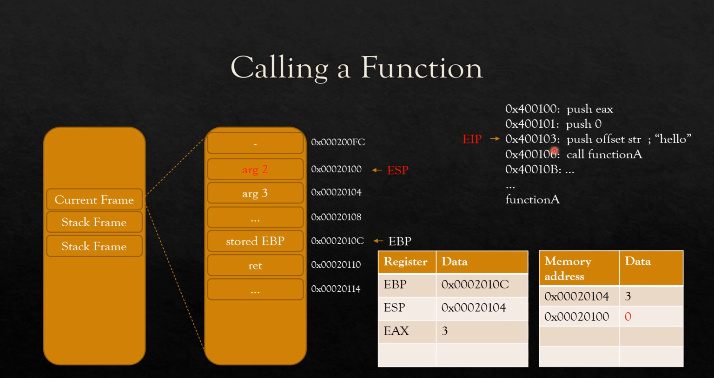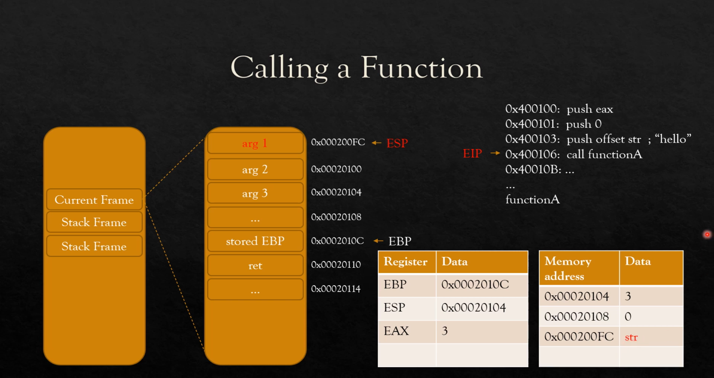So this next instruction is pretty common. This is just pushing an address of a constant string. So there's a string hello stored somewhere in memory, and this offset str is just kind of like a variable for that address. So we execute that, and we can see again the stack pointer is moved, argument 1 is stored here, and argument 1 is an address of a string.